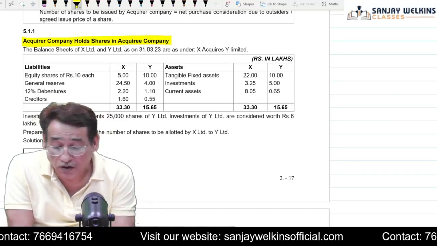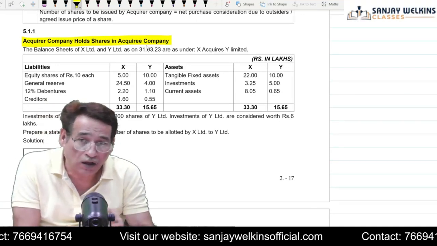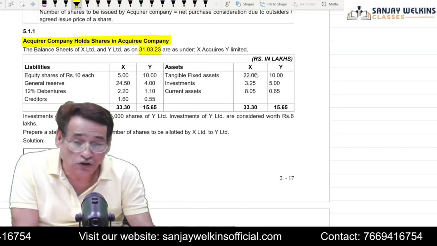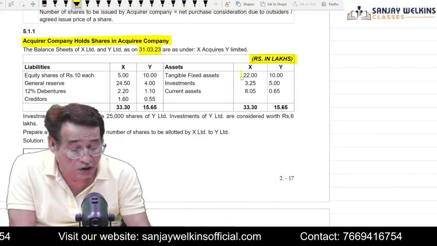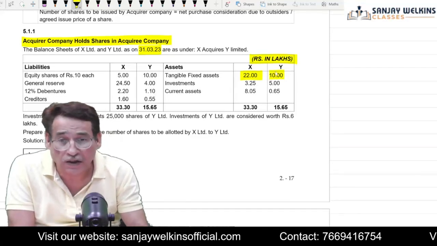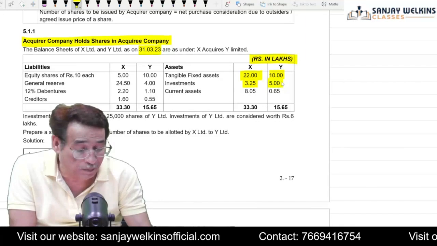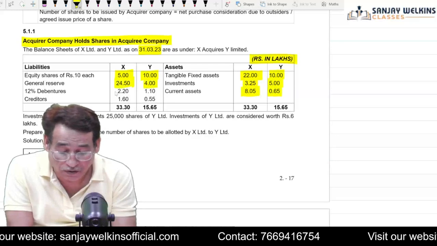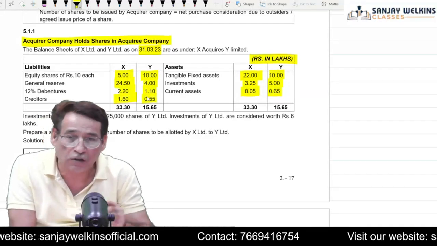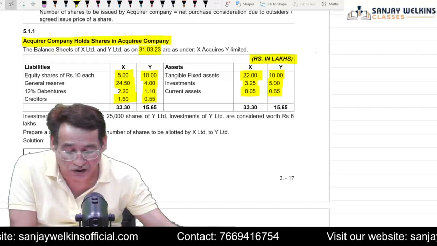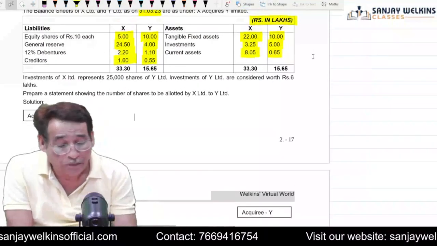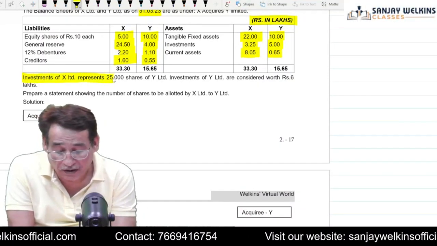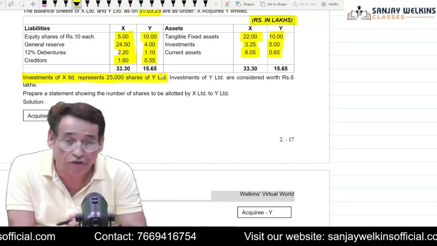Here in this particular question, the acquirer company holds shares in the acquiree company. What does it mean? I will explain the entire concept. Just pay attention. This is the balance sheet of two companies and figures are in lakhs. So 22 lakh worth of tangible fixed assets, property, plant and equipment. Some investments of both the companies are given. Current assets are also given. Besides that, equity share capital, general reserve. Generally, when you get such a question, it will simply ask you to compute the amount of purchase consideration. But I will do the full-fledged solution for you. First of all, under such a question, just pay attention. It is written that investment of X Limited represents 25,000 shares of Y Limited.